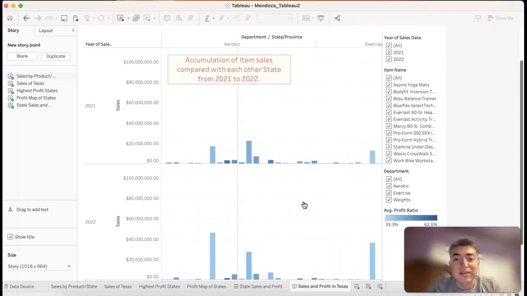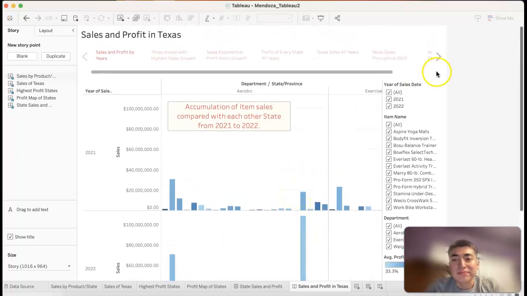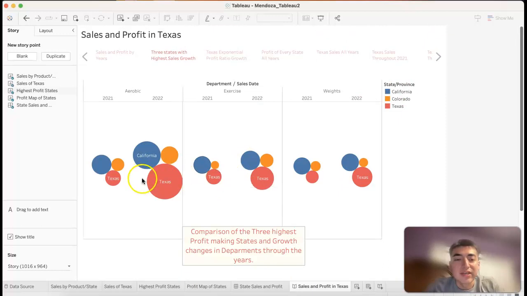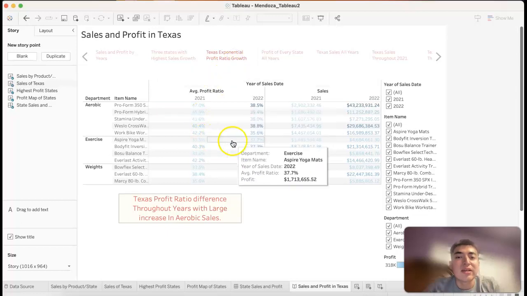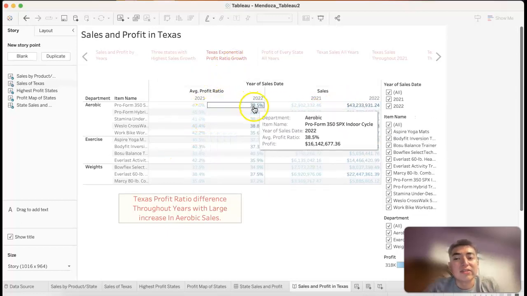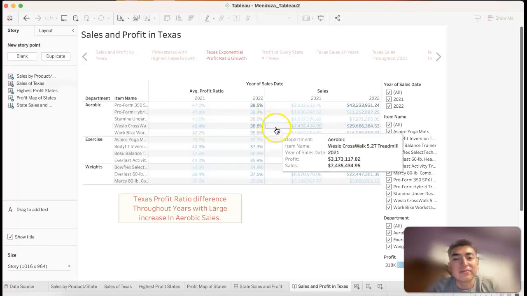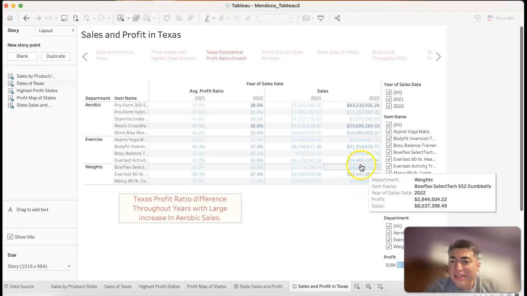Like I said, the bar graph showed how this was the main one that stuck out to me. It further showed how, even compared to the other states that were also highly profitable, Texas and California and Colorado were growing exponentially in the aerobic section. Even though their average profit ratio was decreasing throughout the year, their sales still managed to grow, though in different areas as well.